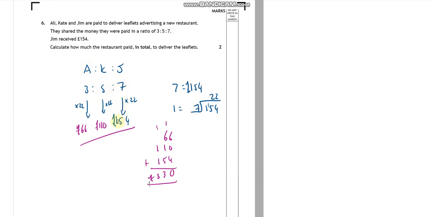So for this one, write your names, get the ratios below them. 7 shares is equal to this amount, so divide to work out what your times in each of your shares by. Job's a good one. Alright, hope that was helpful.